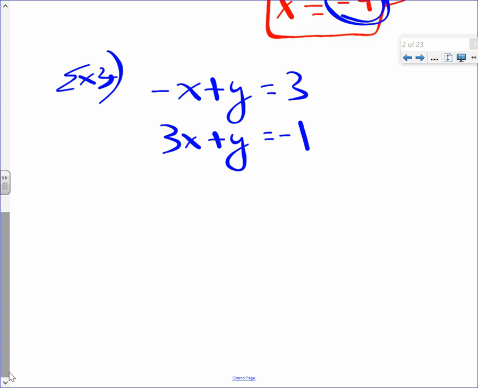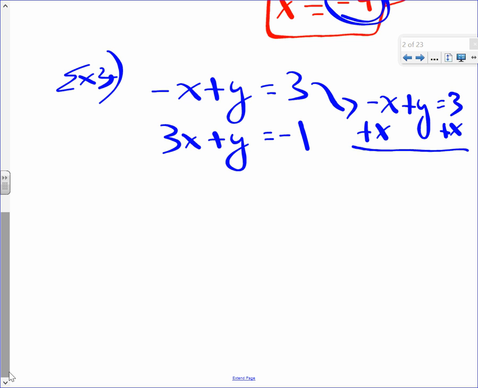Let's see here. -x plus y equals 3. What can I do to both sides to get one of those variables? Add an x. If I add an x to both sides here, I'll get y alone on the first equation. So let me rewrite. -x plus y equals 3. Let's add an x to both sides. That gets rid of it, so I'll have y equaling x plus 3. We're rocking and rolling. Step 1's done. Y is alone.